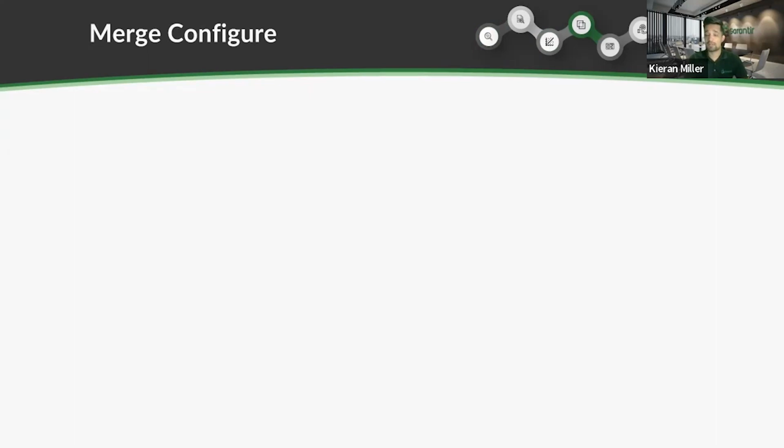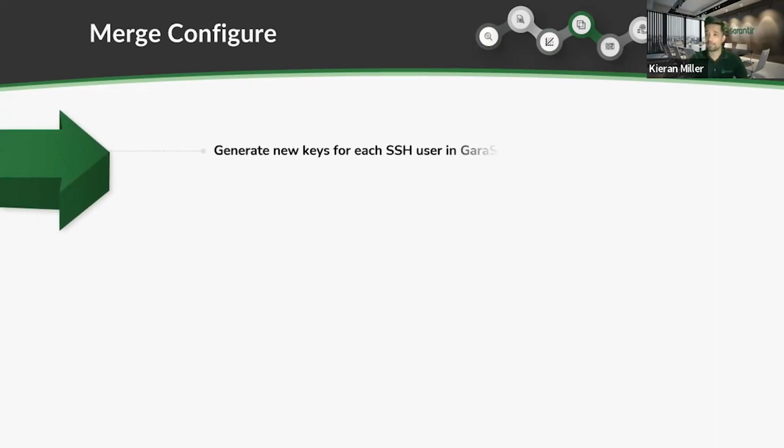So now we get to the merge configure step. This is where we actually start making some changes. So this is where we'll generate new keys for each SSH user in GaraSign. Optionally, you're going to issue certificates if you're using the SSH certificates.